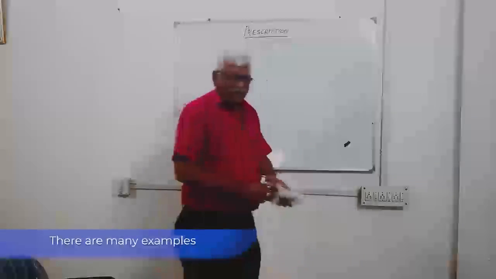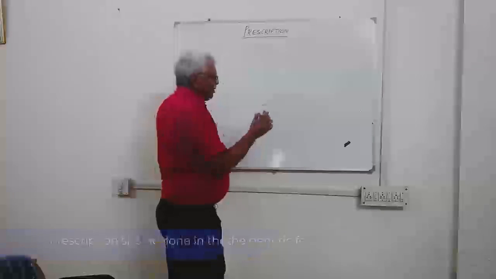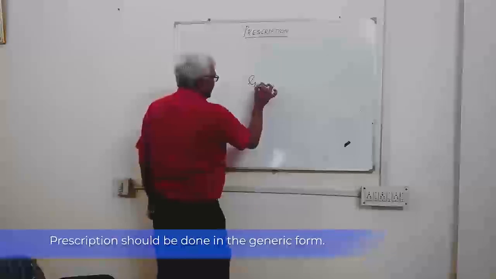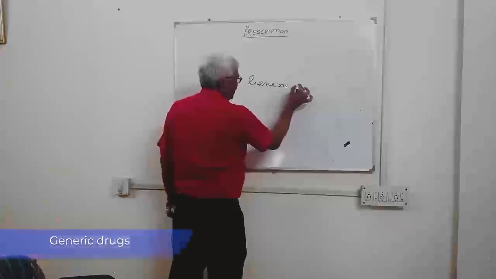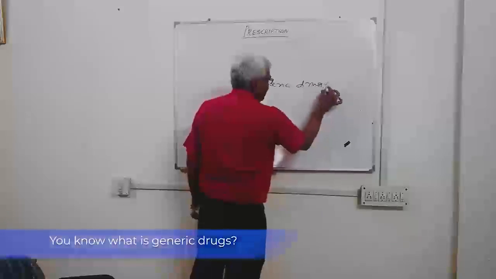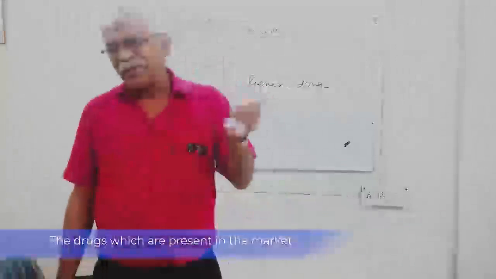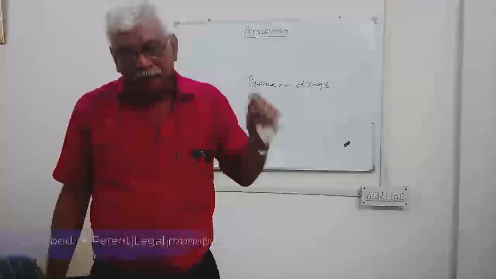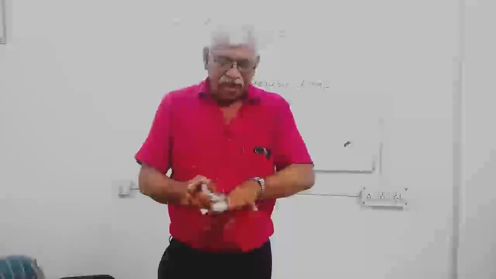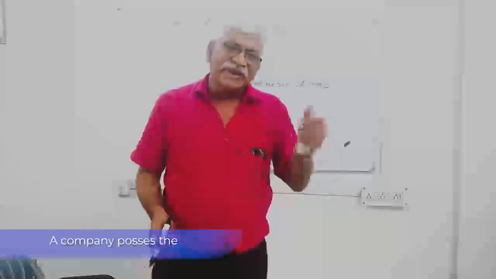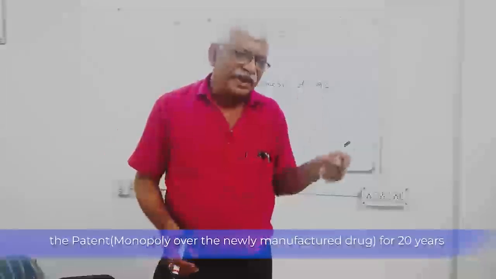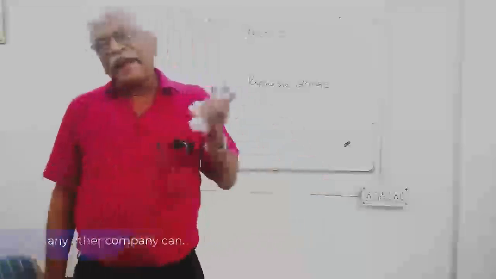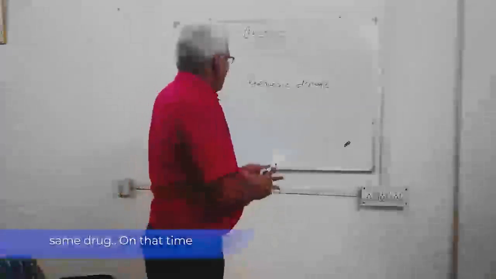There are many examples. In the developing countries, prescription should be done with generic drugs. Now what are generic drugs? The drugs which are present in the market even beyond their patency. Generally, it takes 20 years. A company holds the patent of a drug for 20 years. After 20 years, any company can manufacture the same drug.